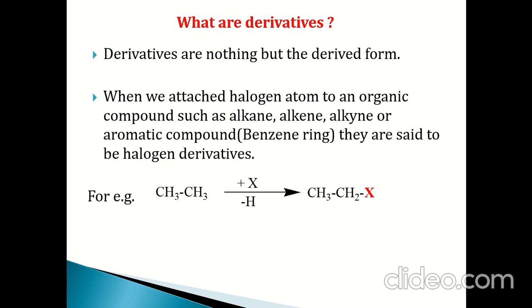Now, what are derivatives? Derivatives are nothing but the derived form. When we attach a halogen atom to an organic compound such as alkane, which contains a single bond, alkene, which contains a double bond, alkyne, which contains a triple bond, and aromatic or benzene ring, they are said to be halogen derivatives. Here you can see the example. Ethane, when treated with halogen, becomes ethyl halide.